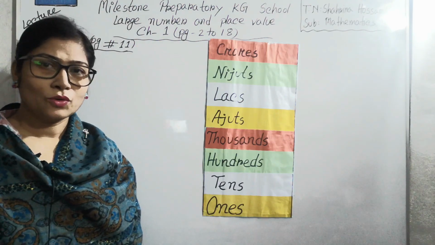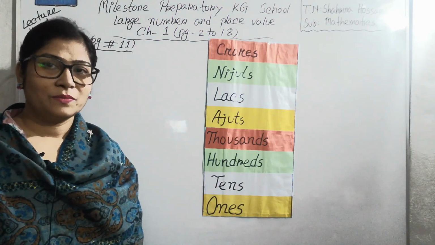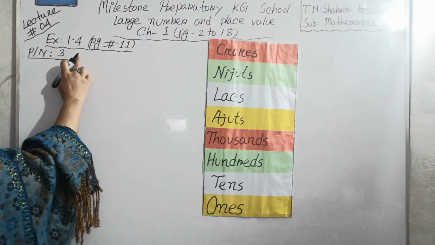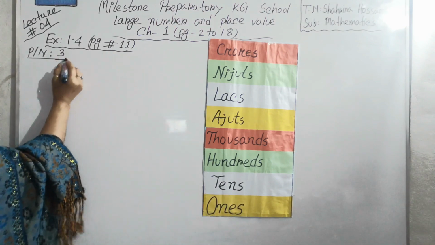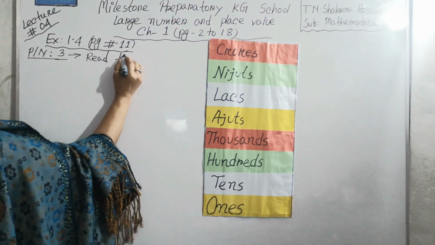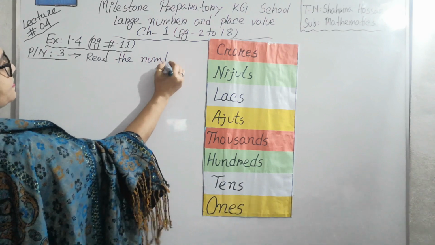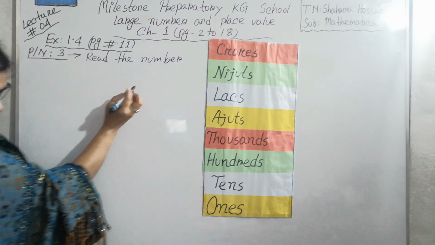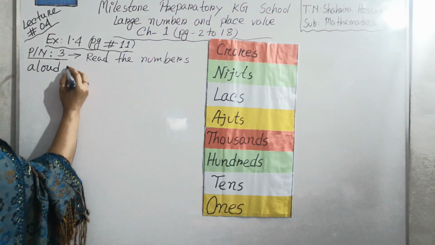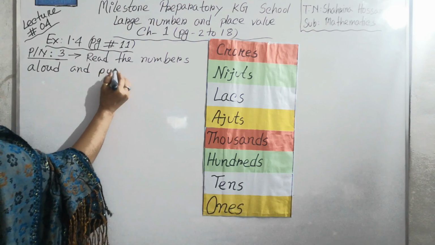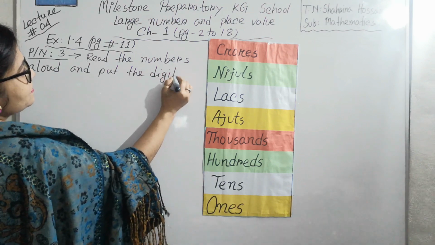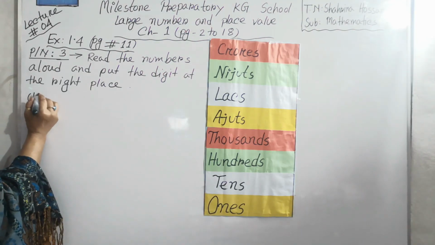Now go to page number 11, problem number 3. Exercise 1.4, page 11, problem number 3. Here read the numbers aloud and put the digits in number 1.